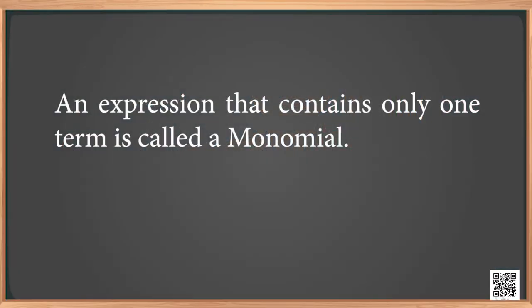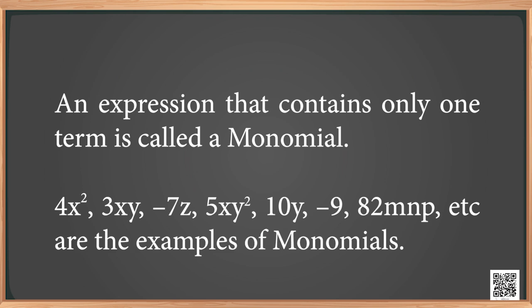An expression that contains only one term is called a monomial. 4x square, 3xy, minus 7z, 5xy square, 10y, minus 9, 82 MNP, etc. are the examples of monomials.